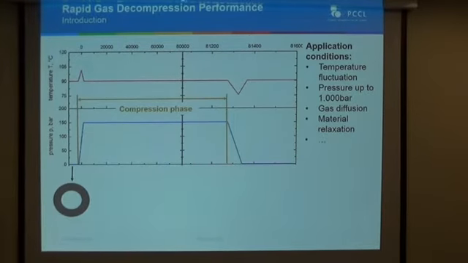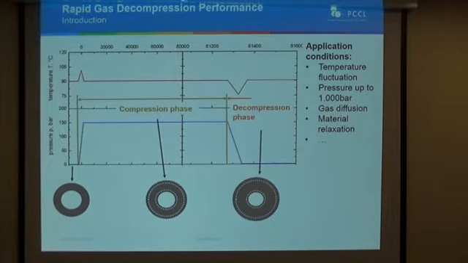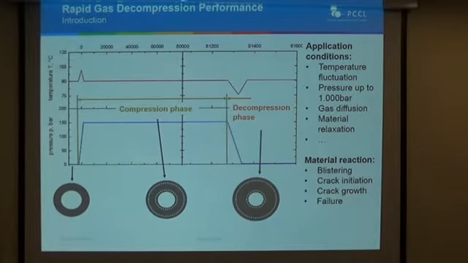When we move to the compression phase, so we increase the pressure, we will have a short volume increase of up to 10-20% of the material. Nothing else will happen in this compression phase. The problem is the phase after this, the depressurization or decompression phase. When we release the pressure we have applied to the material, the material will increase its volume one more time, and this will lead to blistering, crack initiation, crack growth, and finally failure of the material.